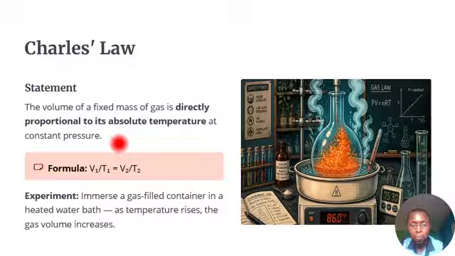Now, pressure must be kept constant. Take note in this case. And by formula, it's going to be V1 over T1 equals V2 over T2, where V is the volume and T is the temperature. V1 is the initial volume, T1 is the initial temperature.